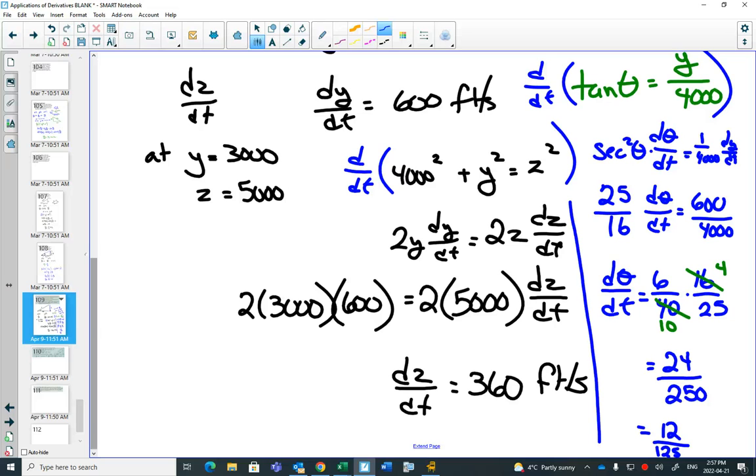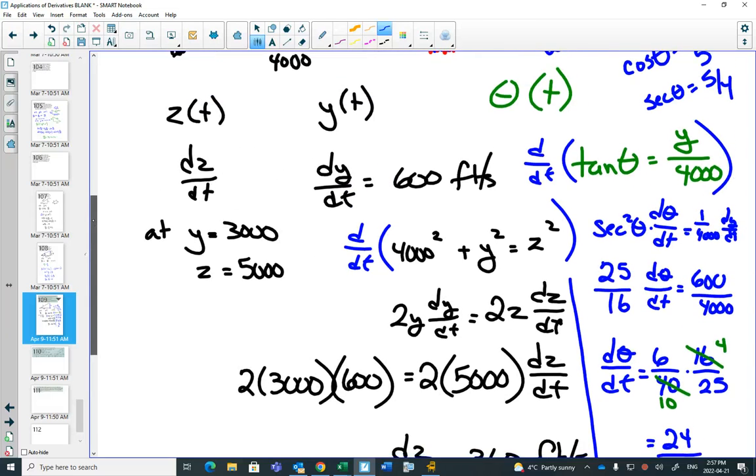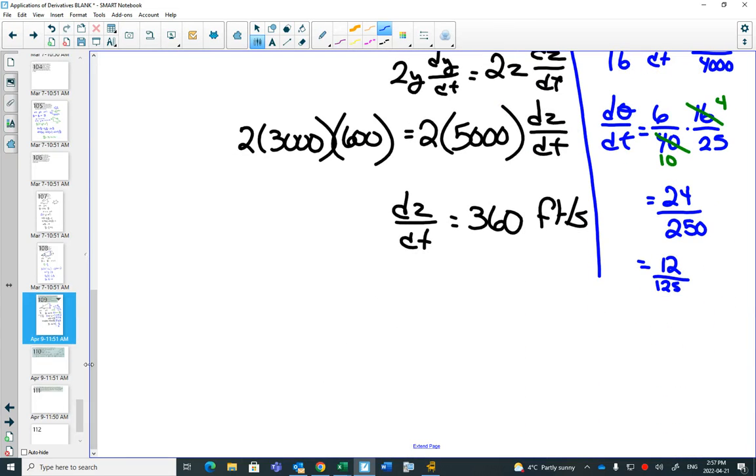But 12 over 25, and here's something that we've never really fully talked about, but when we go to our units, time here was measured in seconds. This is radians per second. Calculus, all of our nice derivatives for sine, cos, and tan are only nice in radians.